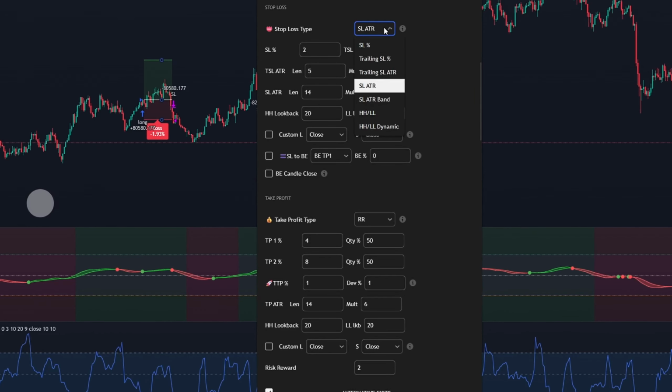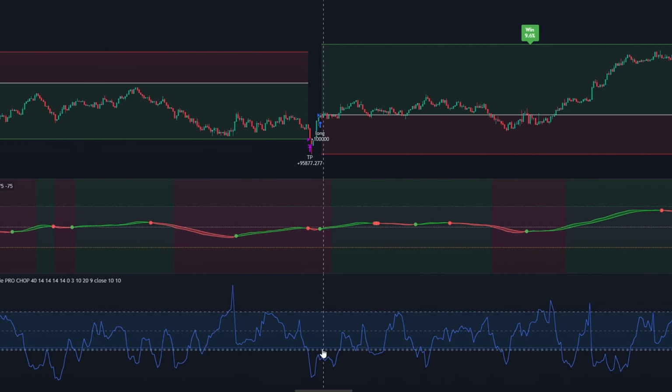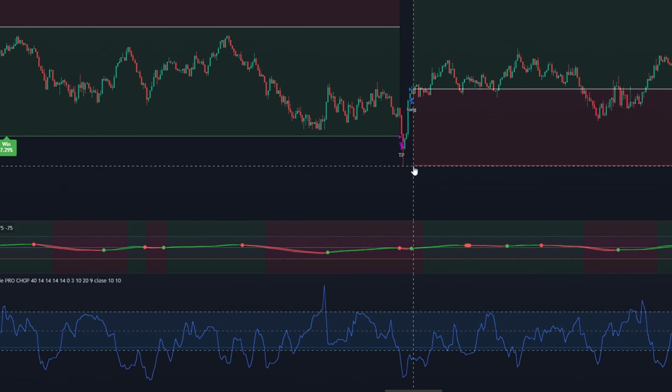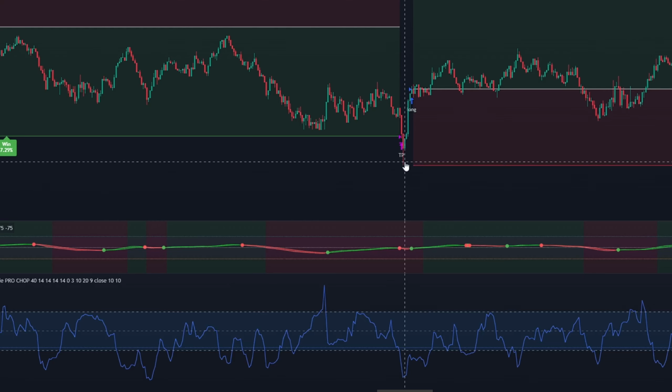For the stop loss, we're gonna set higher highs and lower lows, with the look back period of 20, while for the take profit we're gonna set a risk-reward ratio of 1.8. Let's analyze some good trade example. Here we have a buy signal from the TSI, the chop line is below the 40 level, and a long signal is generated. The stop loss level is exactly at the lowest low within the previous 20 bars, which is this level right here.